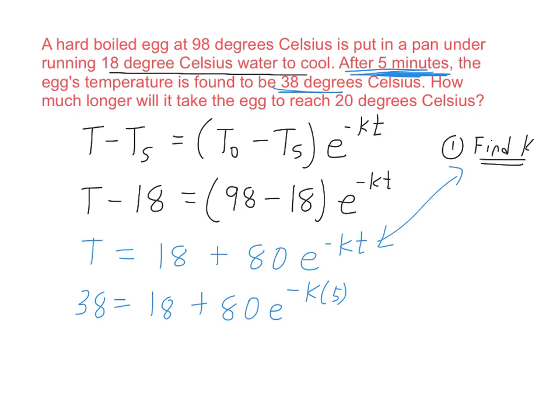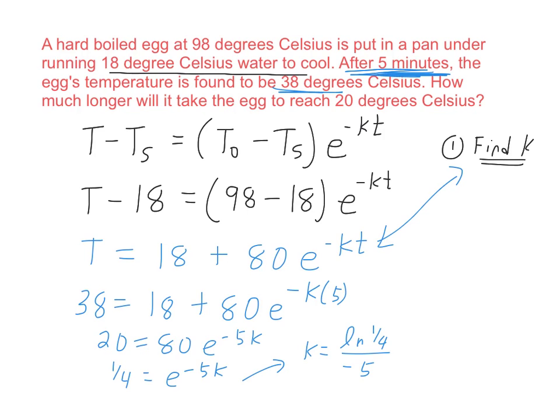And then we're going to drop in a 5 where we see our little t. Go ahead and solve that equation for k. When we clean this up and solve for k, k is the natural log of 1/4 divided by negative 5. And again, let's keep it nice and exact. The last part of the question asks how much longer it will take for the egg to reach 20 degrees Celsius.